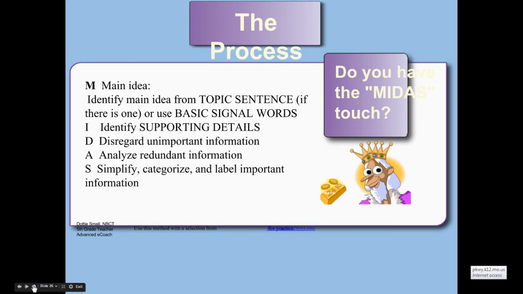When we summarize, we look for the main idea, we identify supporting details, we disregard unimportant information, things that don't really matter. We analyze for redundant information. That means look for repeats. And we simplify, categorize, and label important information we want to use.